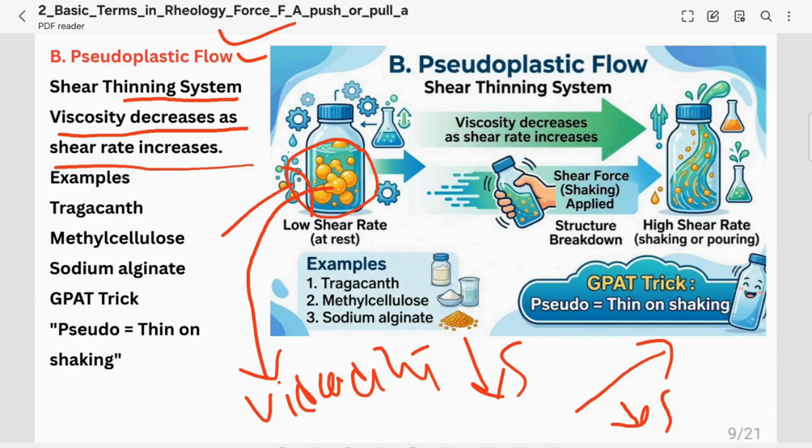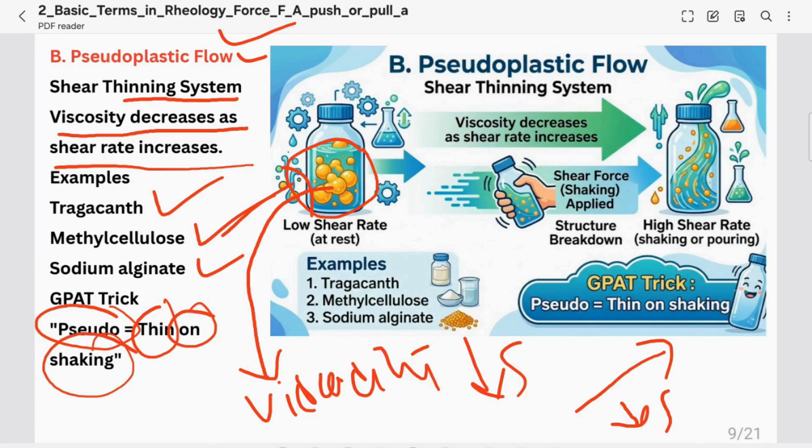This type of flow can be shown by these materials when they are mixed with the liquid, that is tragacanth, methyl cellulose, sodium alginate. Okay, here pseudo means what? Thin on shaking. So when we shake the bottle containing the viscous liquid, means we are applying some force. What happens? It loses its viscosity.